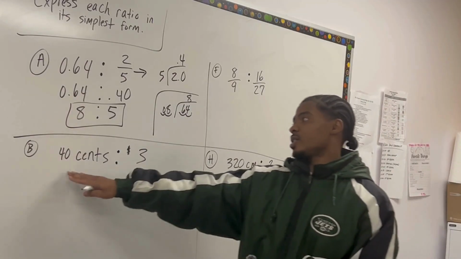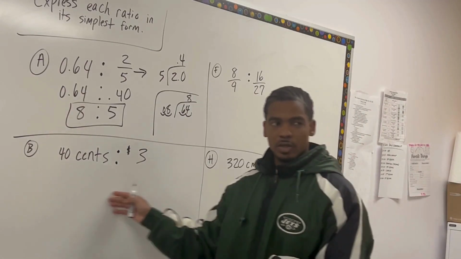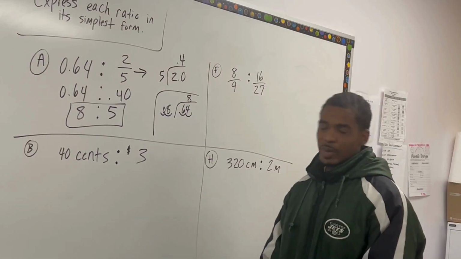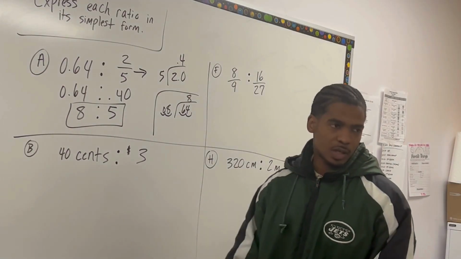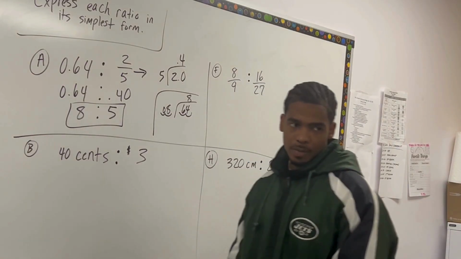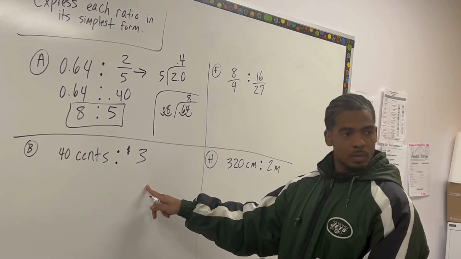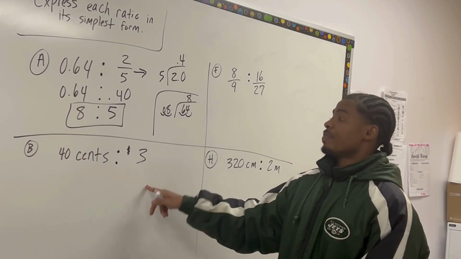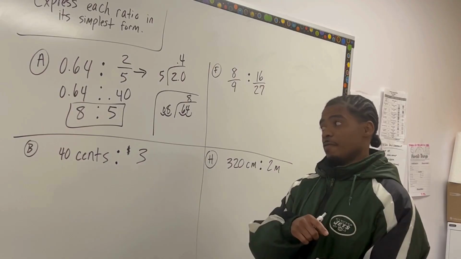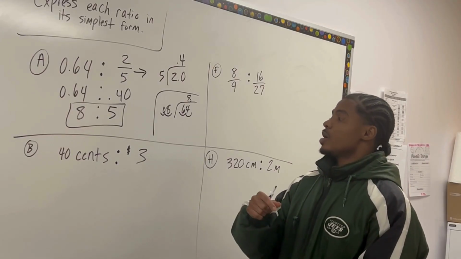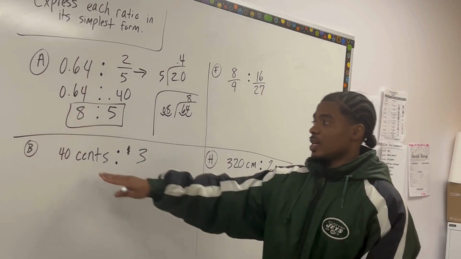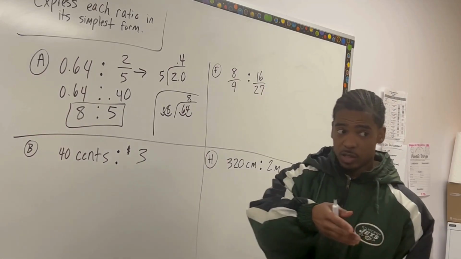So I got 40 cents and then I got $3. What should I do first, y'all? Because we got to simplify these ratios, right? So what y'all think? Go ahead. Turn the 3 into cents, which means turn into a decimal. So this is the tough part about this. Not bad. I made a mistake too. They want us to keep them as whole numbers and then just write cents instead of changing it to a decimal.